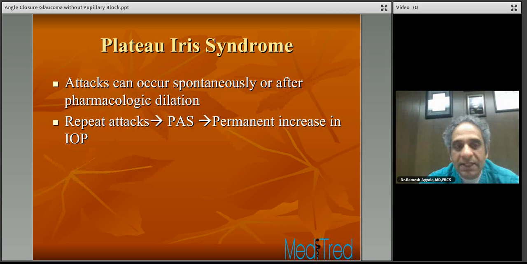These attacks can occur spontaneously or after pharmacological dilation. Repeat attacks can lead to peripheral anterior synechiae formation, leading to chronic angle closure and a permanent increase in the intraocular pressure.